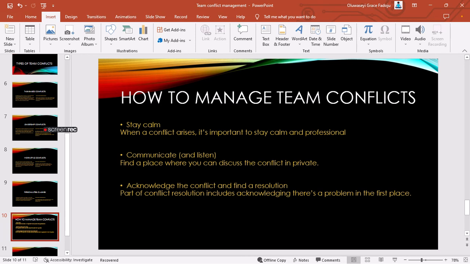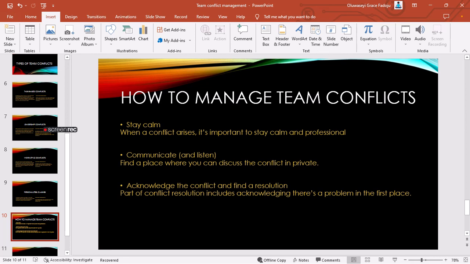Stay calm. The number one thing is, when conflict arises, you stay calm. When a conflict arises, it is important to stay calm and professional. You might be forced to react. Don't react. It might cost you a lot. You stay calm, you communicate and you listen. When somebody is angry about something, you listen. Let the person express his or her mind.